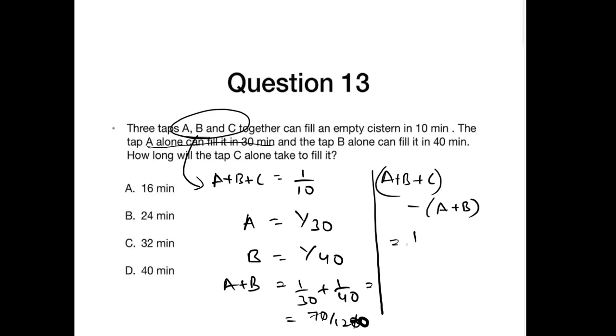So already we know a plus b plus c is going to be 110, and a plus b is 7 by 12, sorry, 1 by 120. So by taking the LCM, 12 minus 7 is going to be 5. So we will get 5 ones are 5, 5 twos are 10, so 5 by 120, which is 1 by 24. So c is going to be 24 minutes.